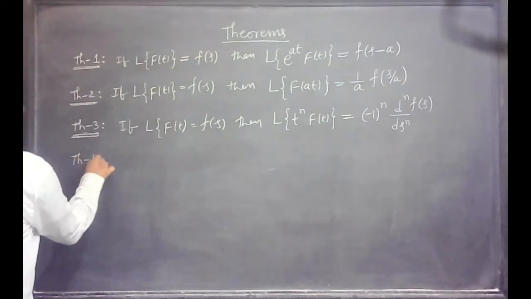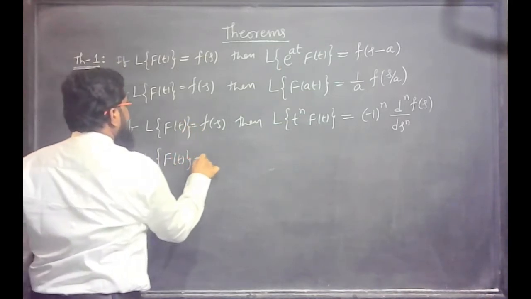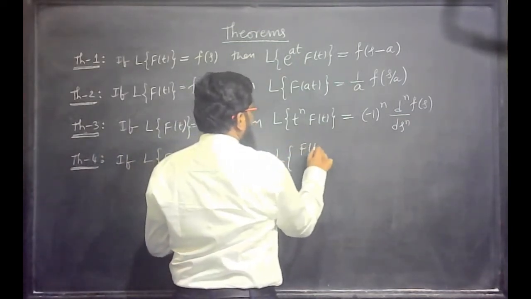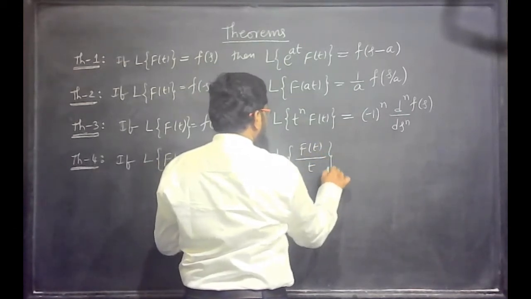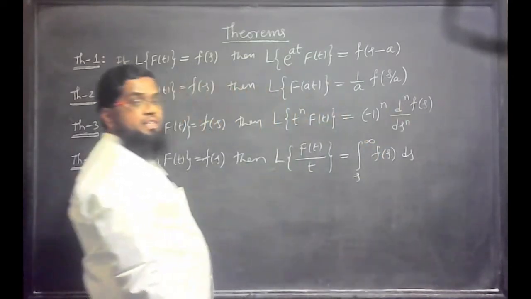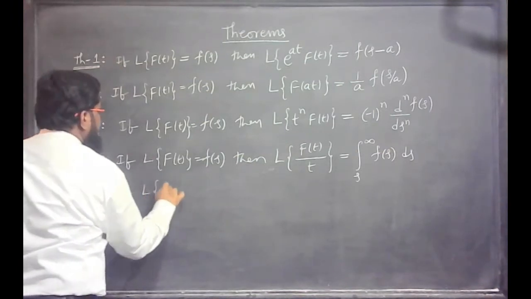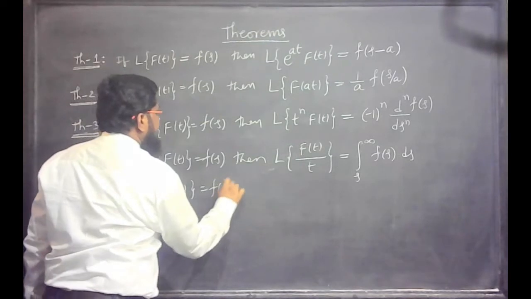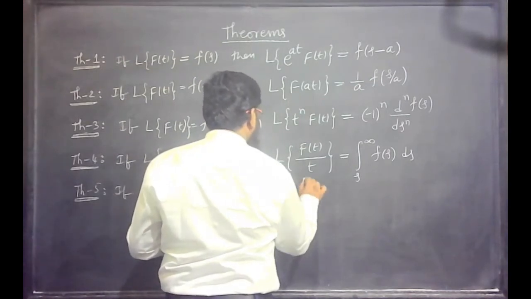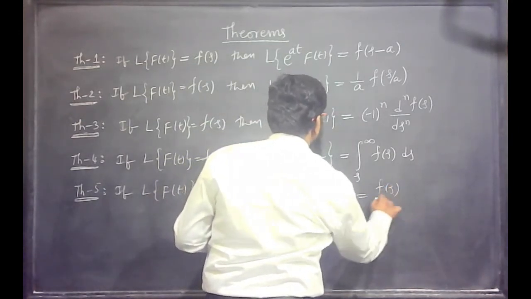So another, theorem 4. If Laplace transformation of f of t is equal to F of s, then Laplace transformation of the division f of t by t will be equal to integral from s to infinity F of s ds. Next, theorem 5. If Laplace transformation of f of t is equal to F of s, then Laplace transformation of integration from 0 to t f of u du will become F of s by s.